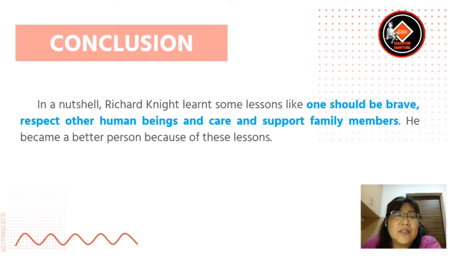For the conclusion, which is the last paragraph, you can write, in a nutshell, Richard Knight learned some lessons like one should be brave, respect other human beings, and care and support family members. He became a better person because of these lessons.